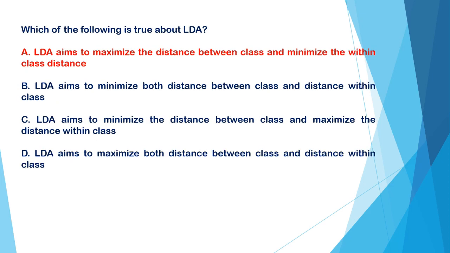Which of the following is true about LDA? A: LDA aims to maximize the distance between classes and minimize the within-class distance. B: LDA aims to minimize both the distance between classes and the distance within class. C: LDA aims to minimize the distance between classes and maximize the distance within class. D: LDA aims to maximize both distances. And the correct option is A. LDA aims to maximize the distance between classes and minimize the within-class distance.